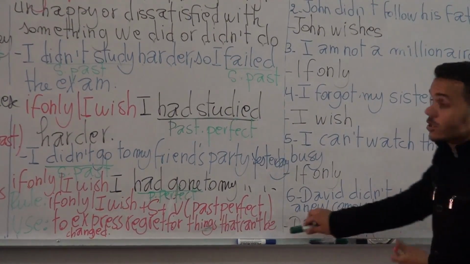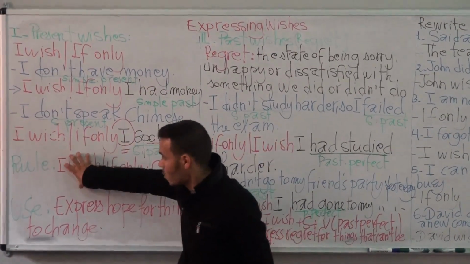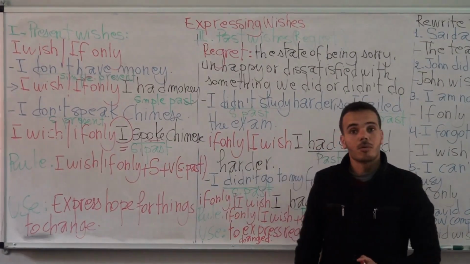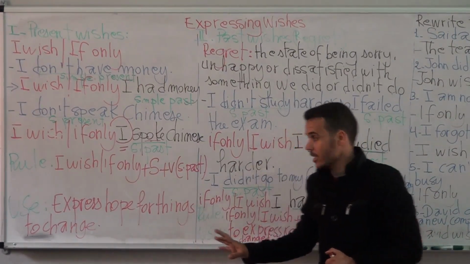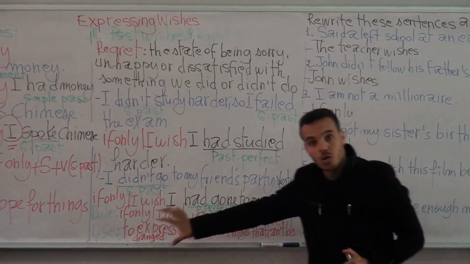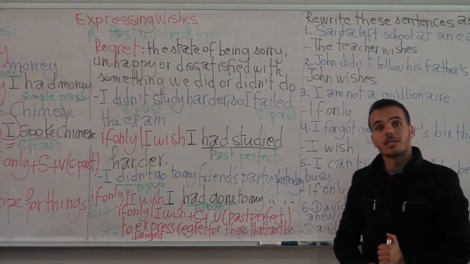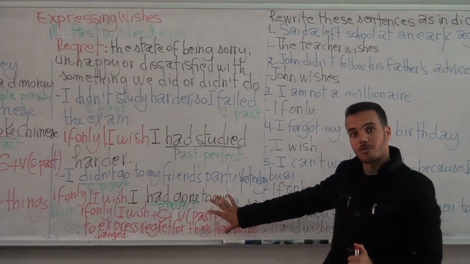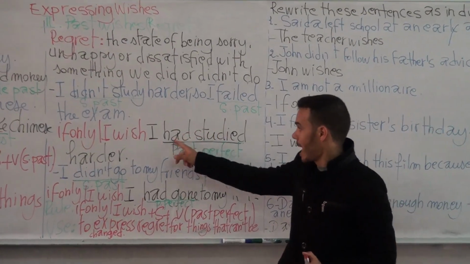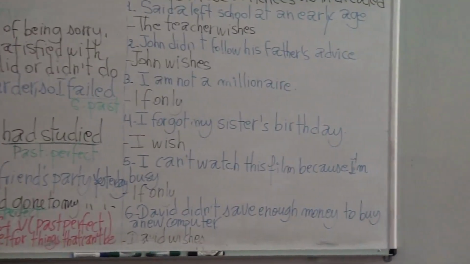Right? So let's try to recapitulate our lesson. To make a wish about the present, this is the rule. We use I wish or if only plus subject plus verb conjugated in the simple past. Right? Concerning past wishes, this is the rule you should follow: if only or I wish plus subject plus verb in the past perfect. How do we form the past perfect? It's had plus past participle of the verb, like "had studied". Okay?